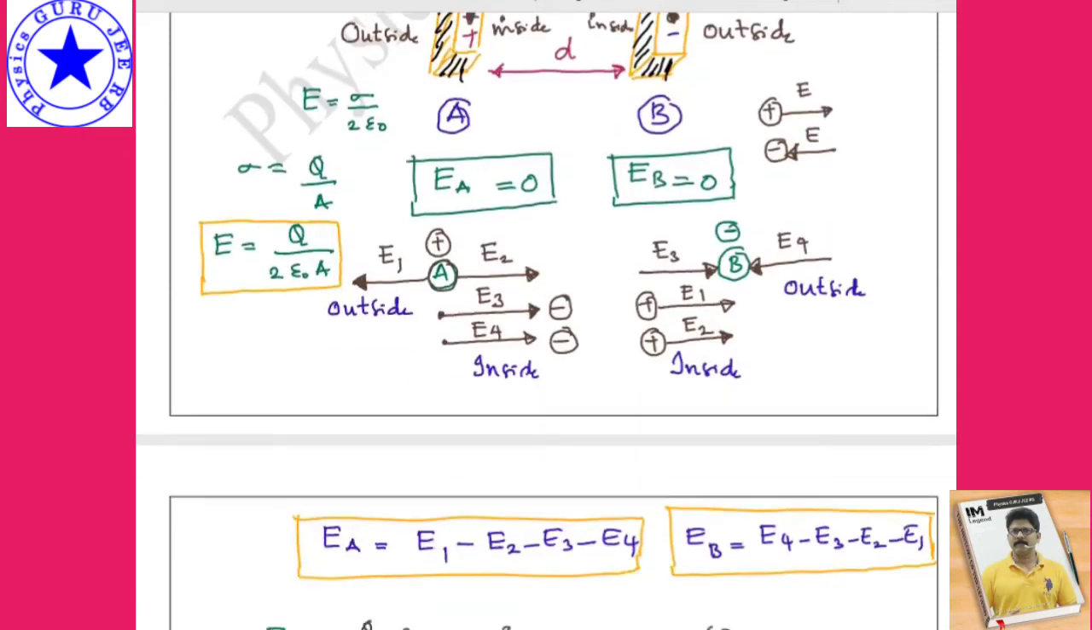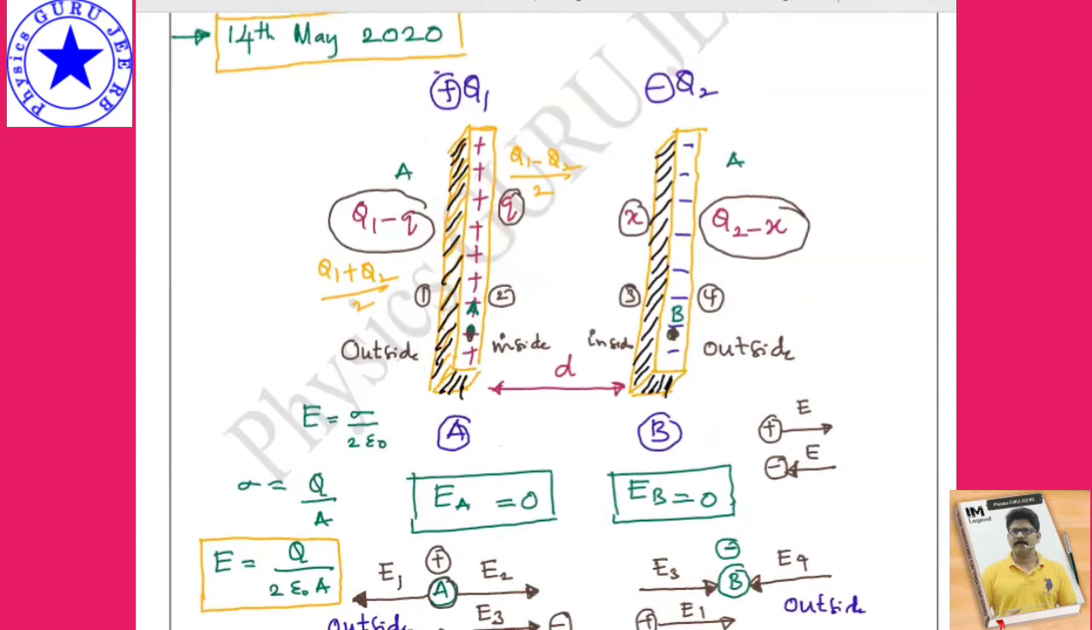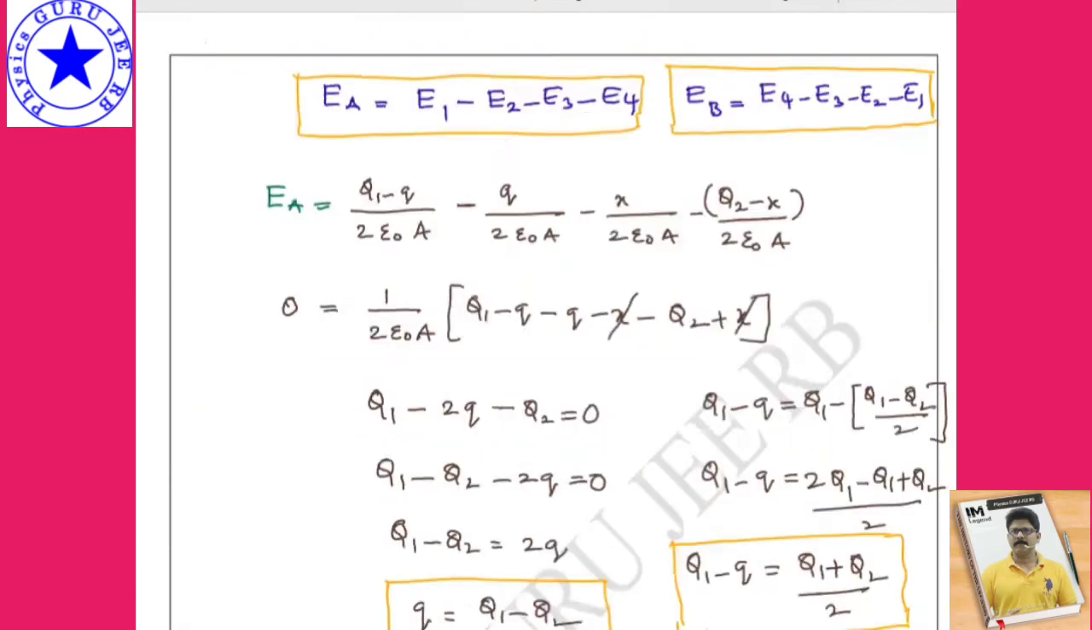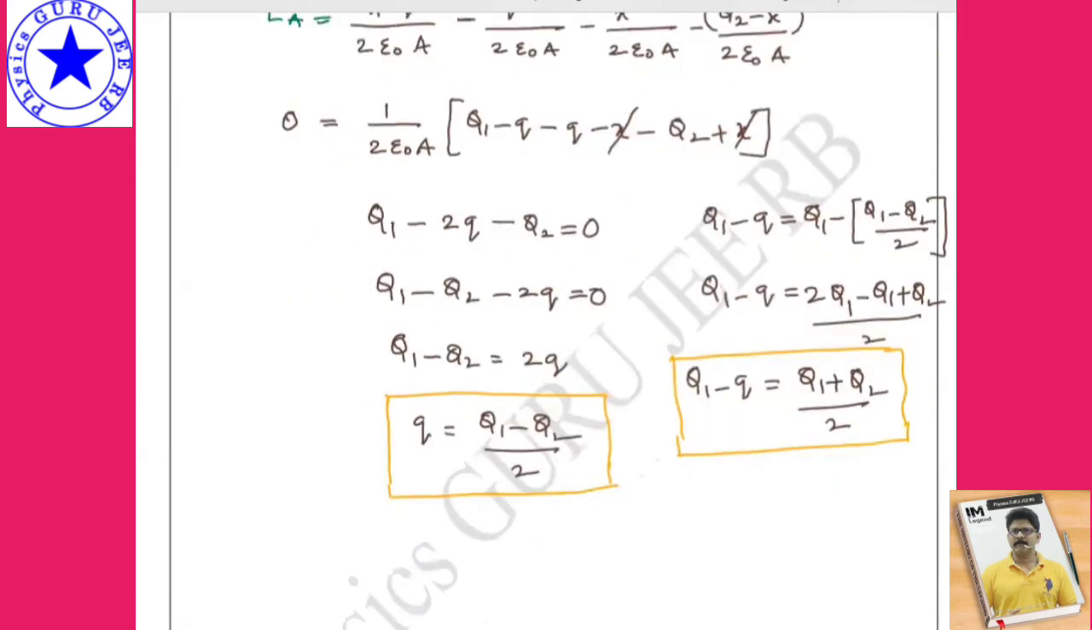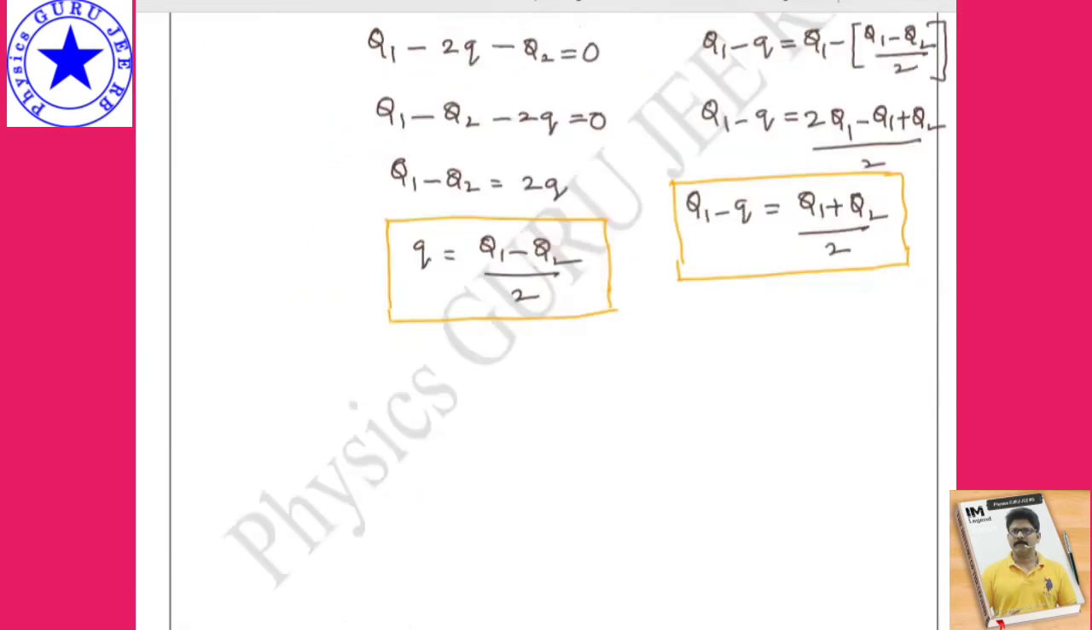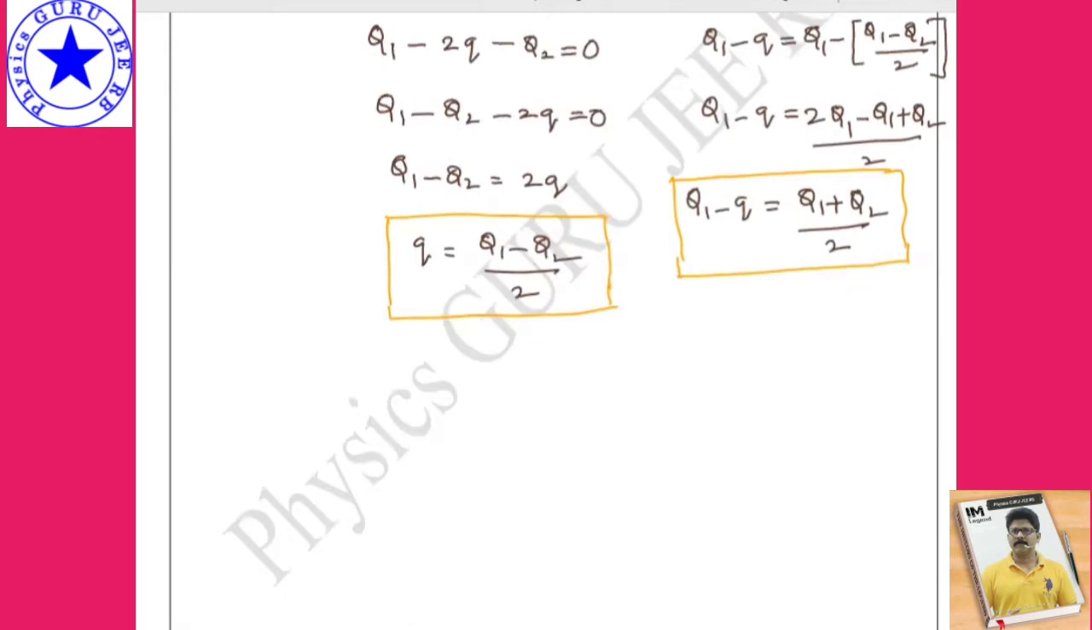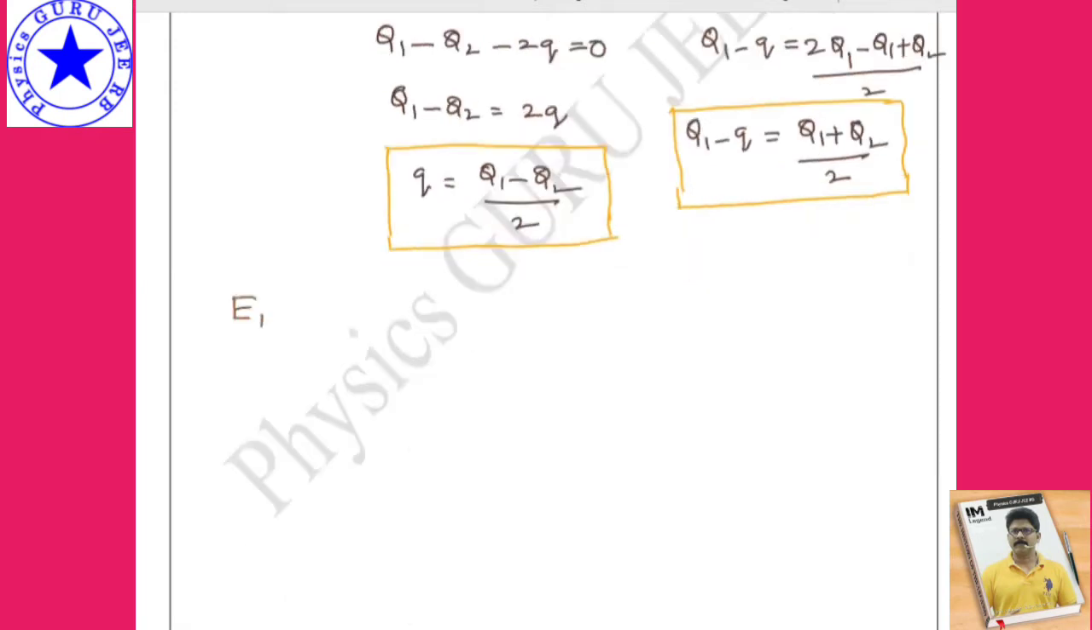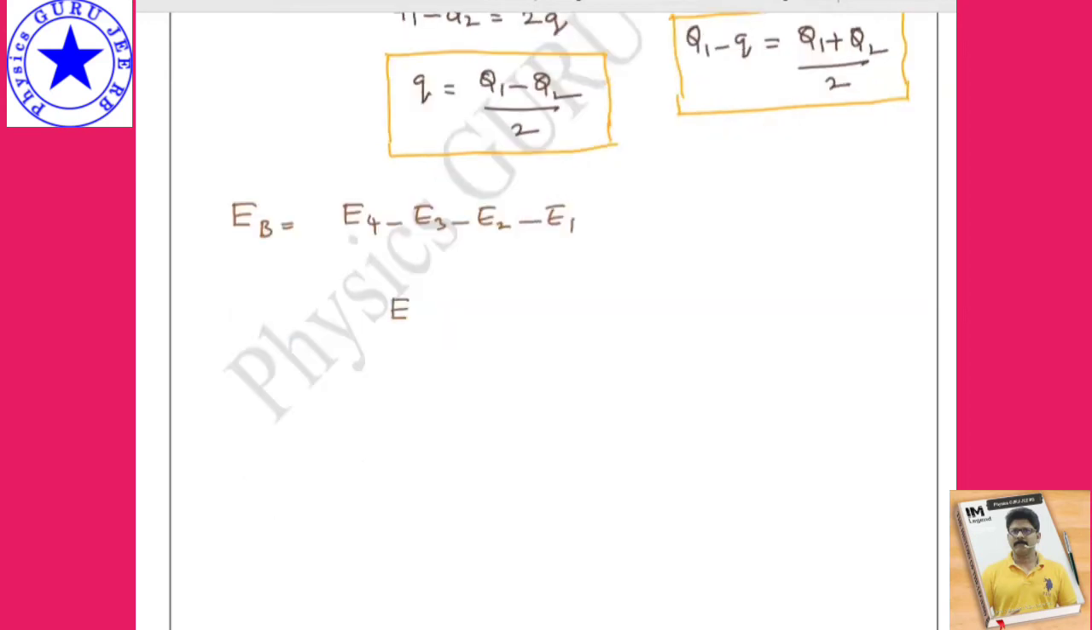And now we want to calculate x. Now to calculate the value of x, in a similar manner we will proceed. So we want to calculate EB. EB means this one we have to calculate. Now let me take EB here. Fine. So EB is equal to, as I wrote there, Q2. So here E4 minus E3 minus E2 minus E1, right? Okay, EB if I take again, EB is equal to E4.